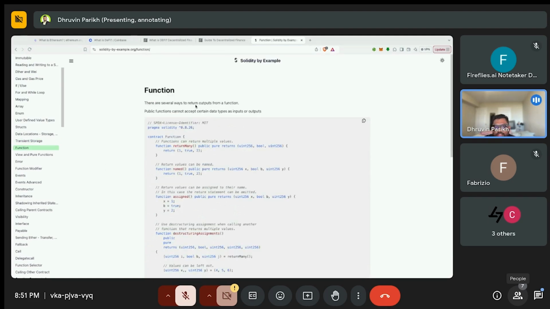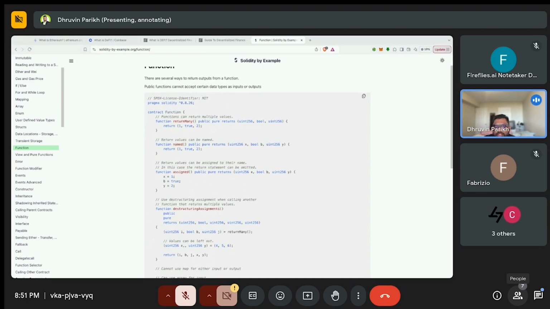Yeah, you can return outputs from a function, of course you know it, but here we are just talking about the different ways you can declare the return values, right?